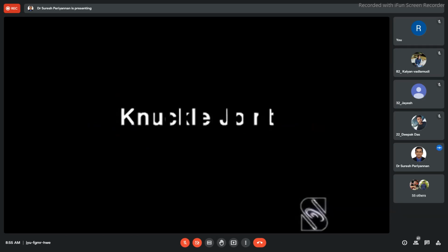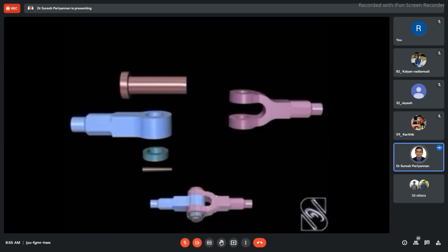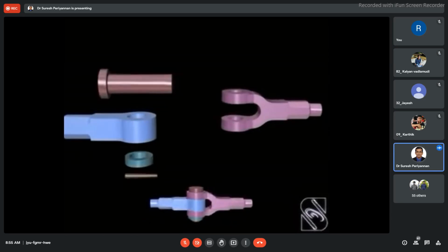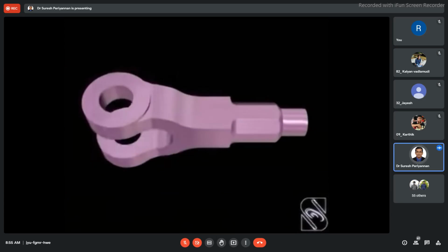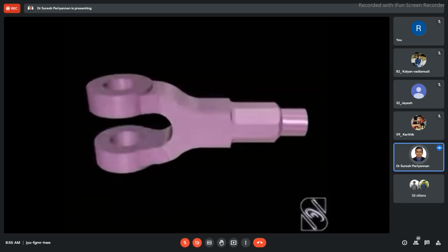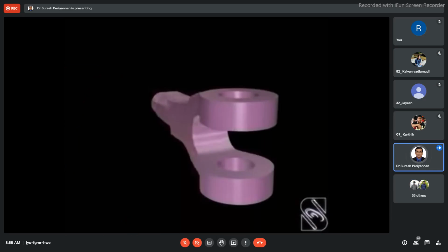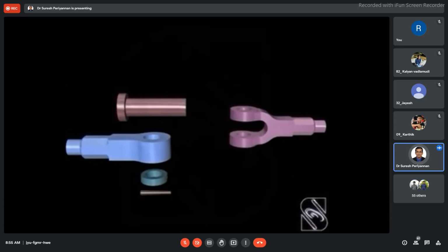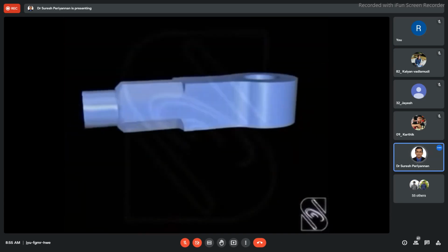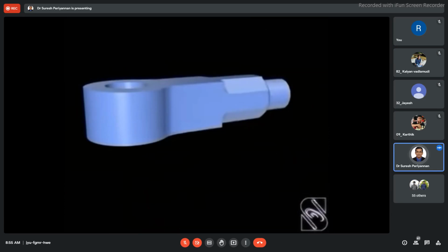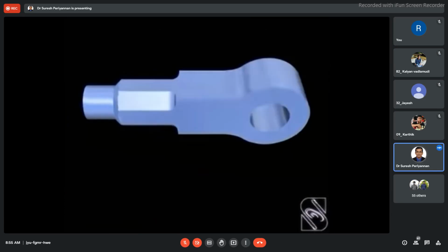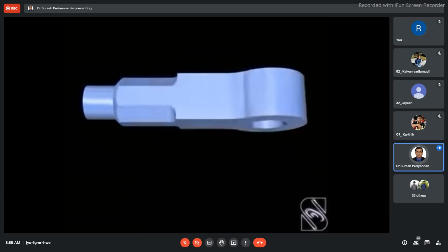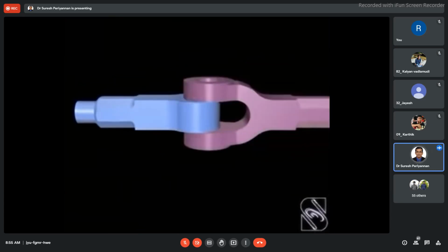Knuckle joint. A knuckle joint is used to connect two round rods whose axes intersect in the same plane. One rod end is made in the form of a fork. The other rod end is in the form of an eye. The eye end is assembled into the fork end and the holes are kept in alignment.